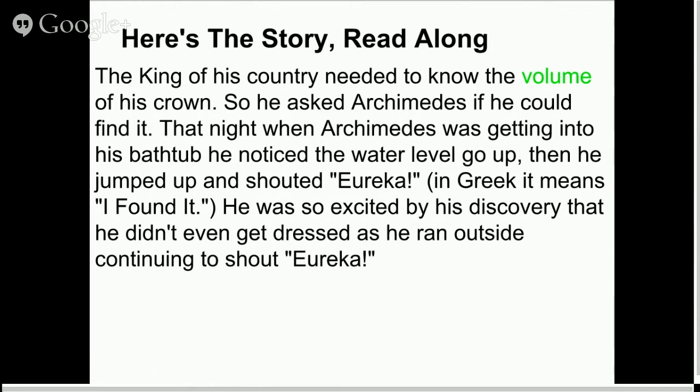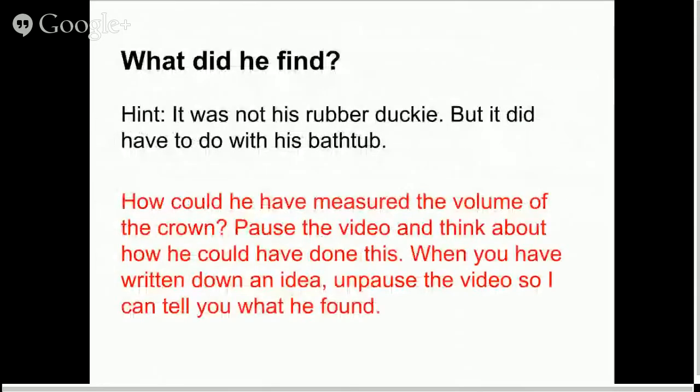The king really needed to find the volume of his crown. Archimedes didn't know how, but he came up with the idea when he was getting into his bathtub, and he didn't even put his clothes on and ran outside and started shrieking, "I found it." And he's not a crazy person. He actually did find something very important. Hint, he did not find his rubber ducky. That's not what he found. But it does have to do with his bathtub and the water in it.